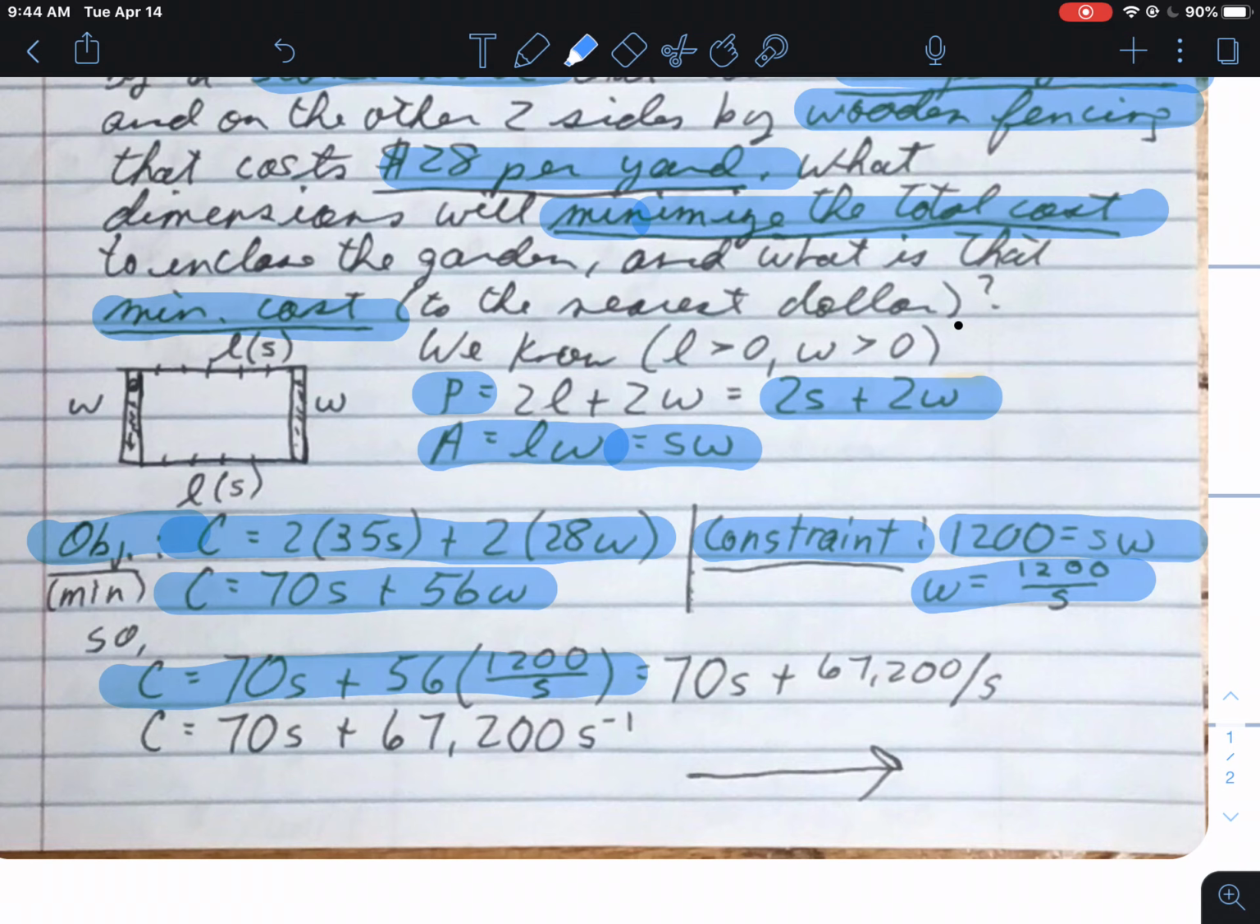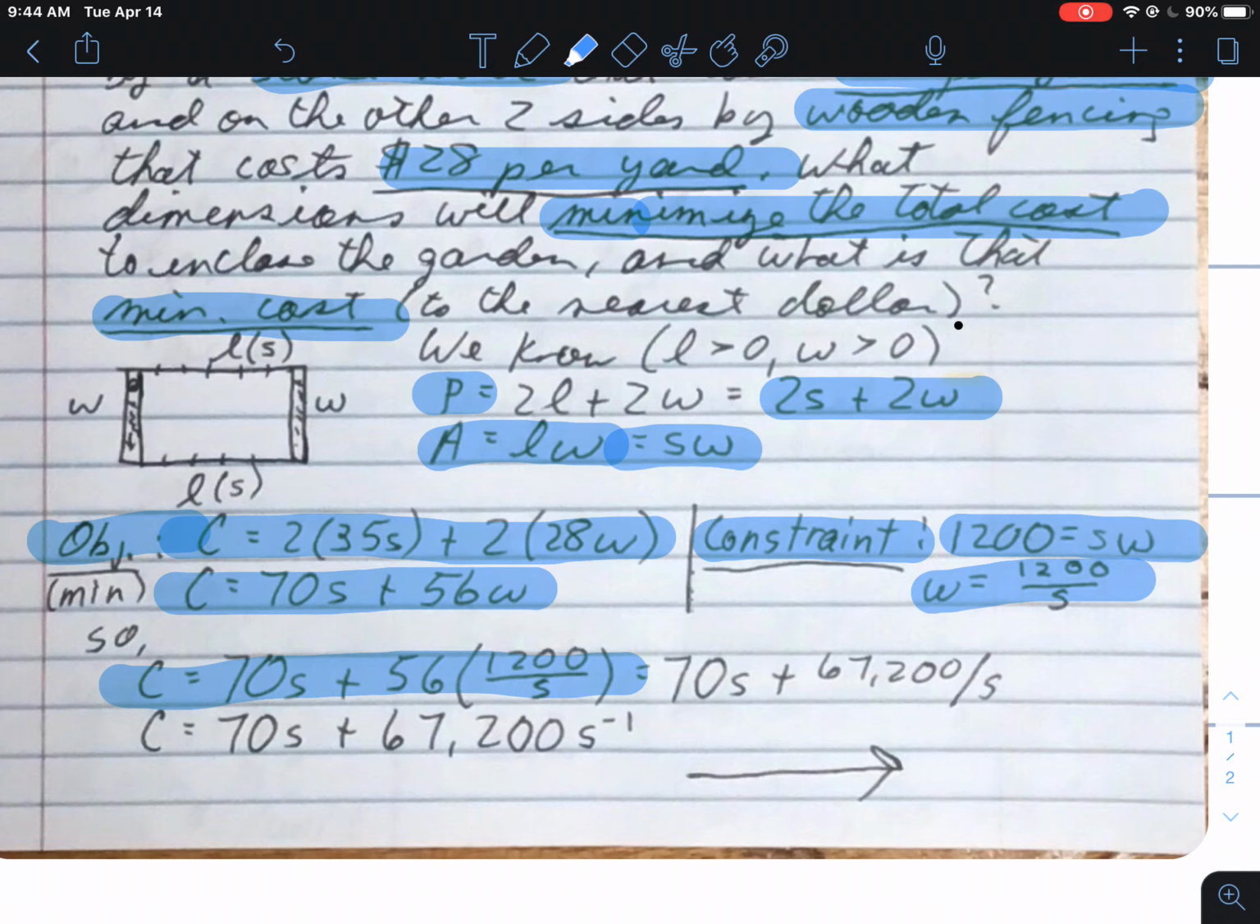So I took the constraint function, solved it for W. I then went into my objective function, which is our cost function, and I replaced W with 1,200 over S. Now our cost function, which is the one we're trying to minimize, is a function of one variable. We're back to business as usual now. All right, now I've got a function that I'm looking to minimize. I'm finding the minimum value of. All right, so like I said, that's the new stuff here.